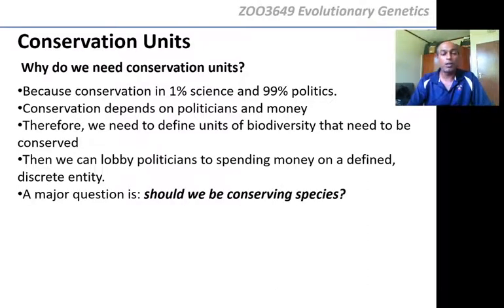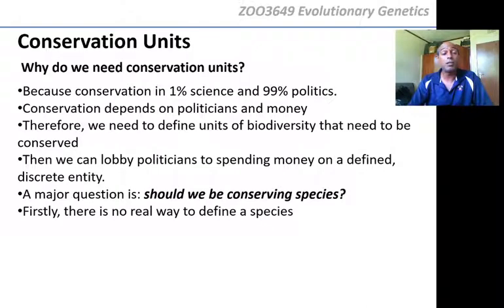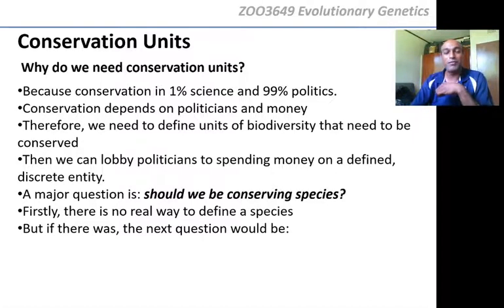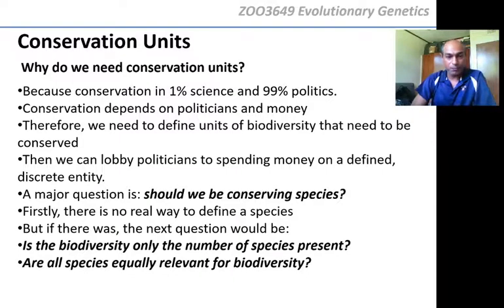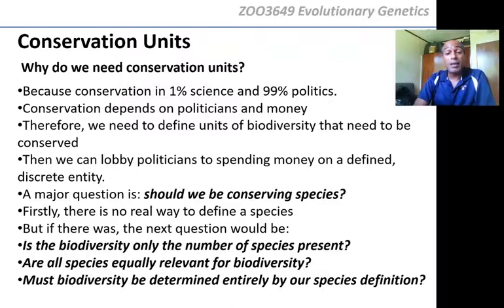So the question becomes, should we be conserving species? Firstly, as you all know, there's no way to define a species, right? But if there was, the next question would be, is the biodiversity only the number of species present? Really? So if we count the number of species, is that the way we can measure the biodiversity? Are all species equally relevant for biodiversity? Must the biodiversity be determined entirely by our species definition?